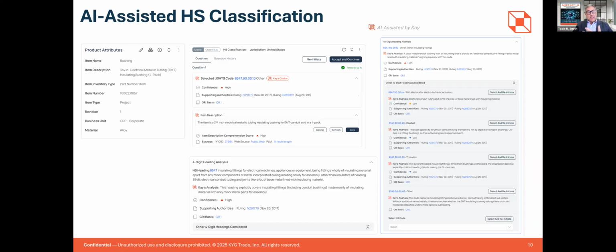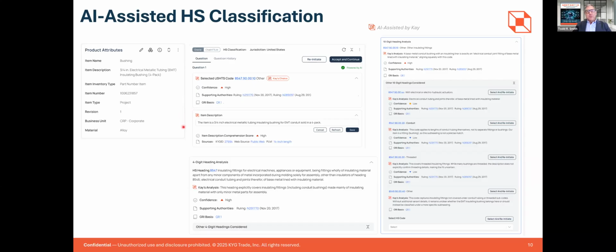We have an AI-assisted classification oracle with a human in the loop. We refer to it as an oracle or a microservice that can really help you speed up the time it takes to classify, compared to what I would refer to as the old-fashioned way. And as you can see here, there's quite a lot of detail. We go into a very good analysis at an indent level, starting with the chapter all the way down to the statistical suffix, 10 digits.